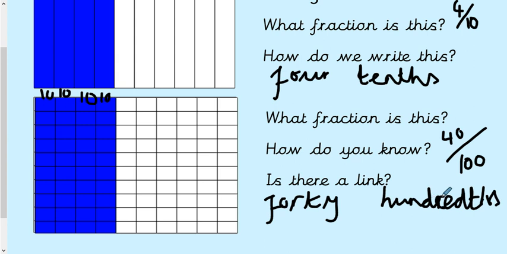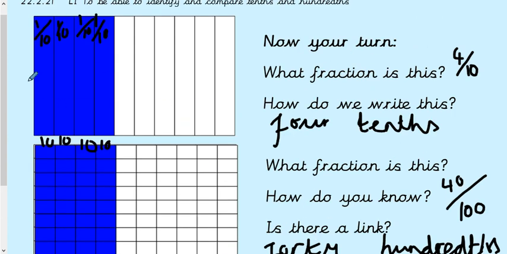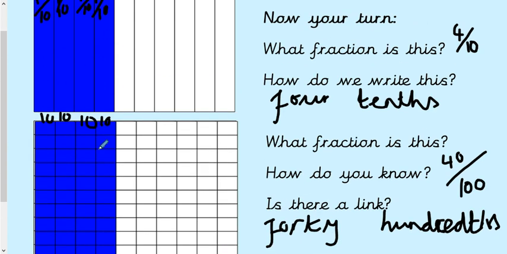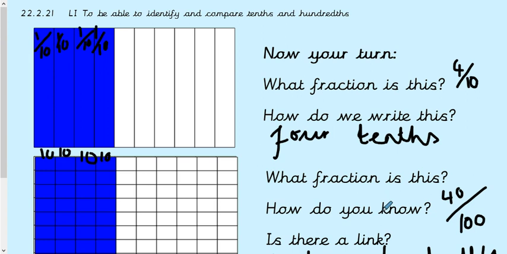There we go. And again, there is a link because you can see the same amount has been shaded as it has been here. So therefore 4/10 is the same as 40 hundredths. And you might have used your previous fraction knowledge to actually work out that you could simplify this down to that. If you divided both of these by 10, if you divide 40 by 10, you'd get 4. If you divide 100 by 10, you'd get 10. So without even looking at this, you would be able to know that these are equivalent because you've already done that. You've simplified fractions in the previous term.